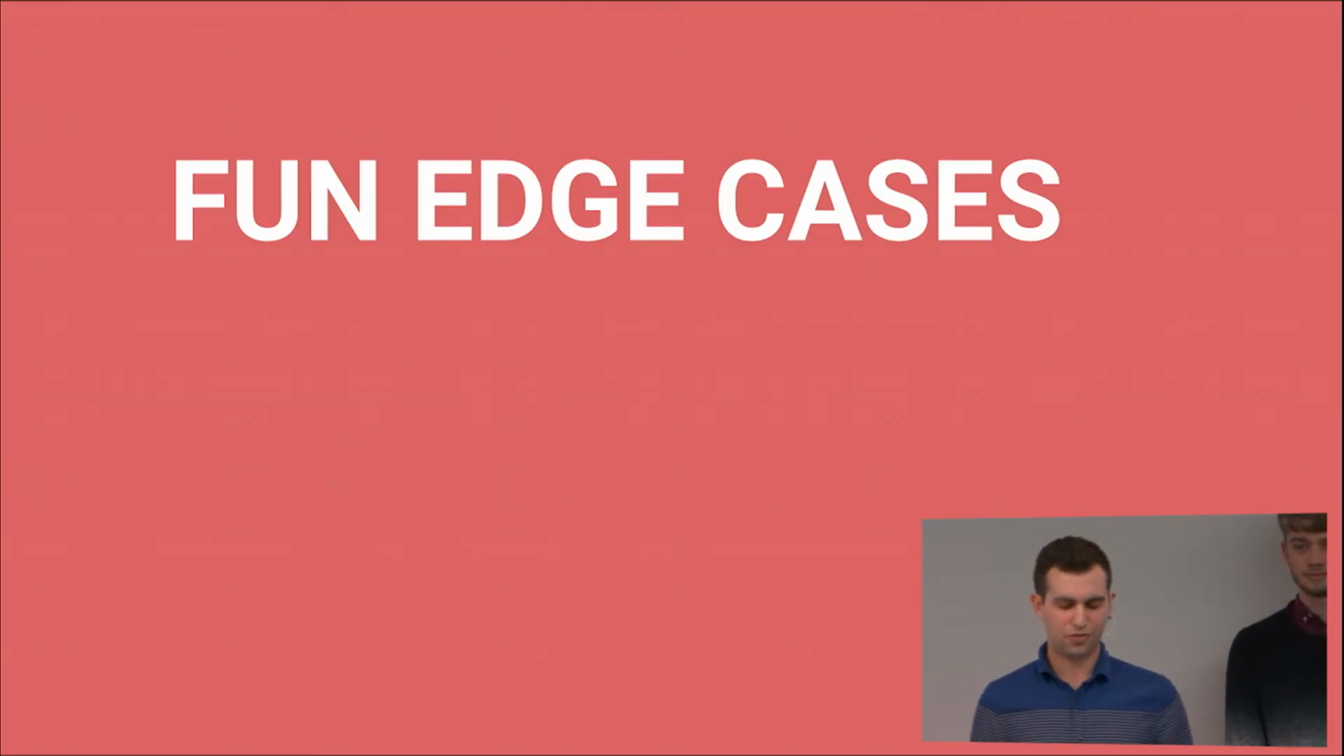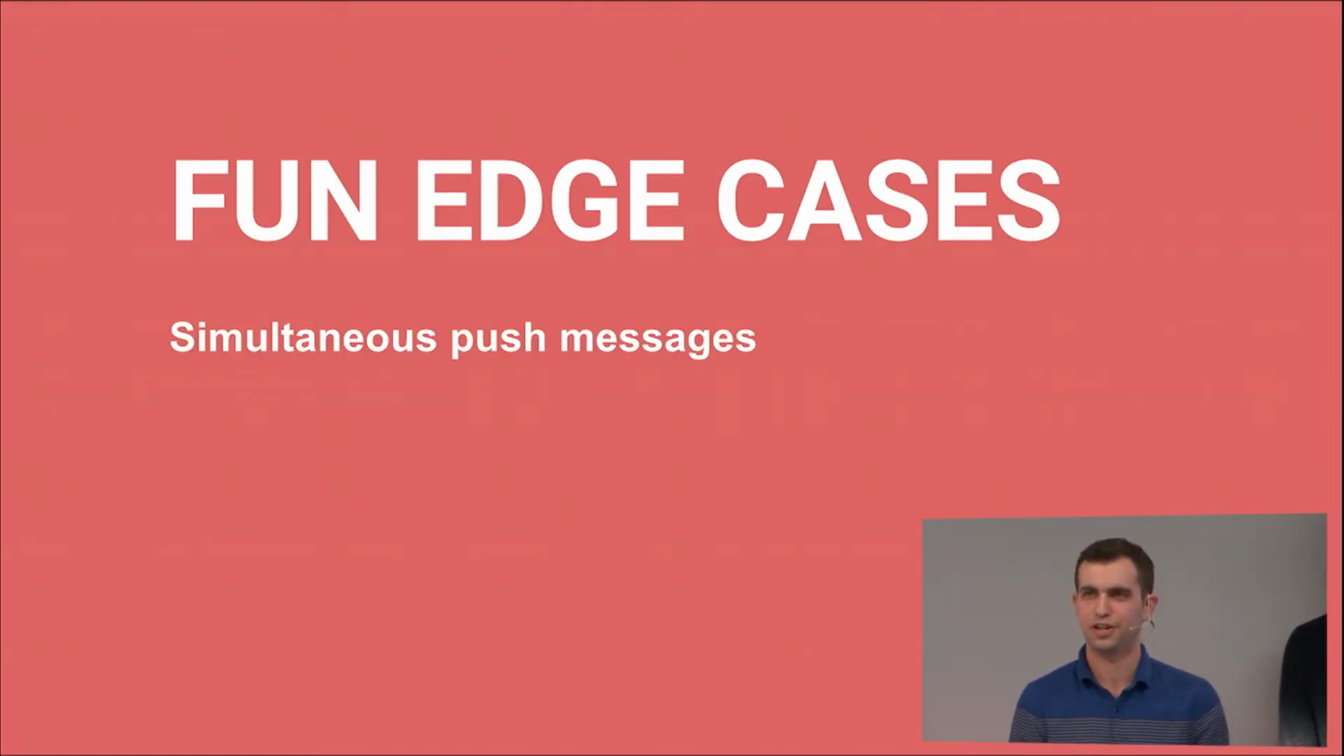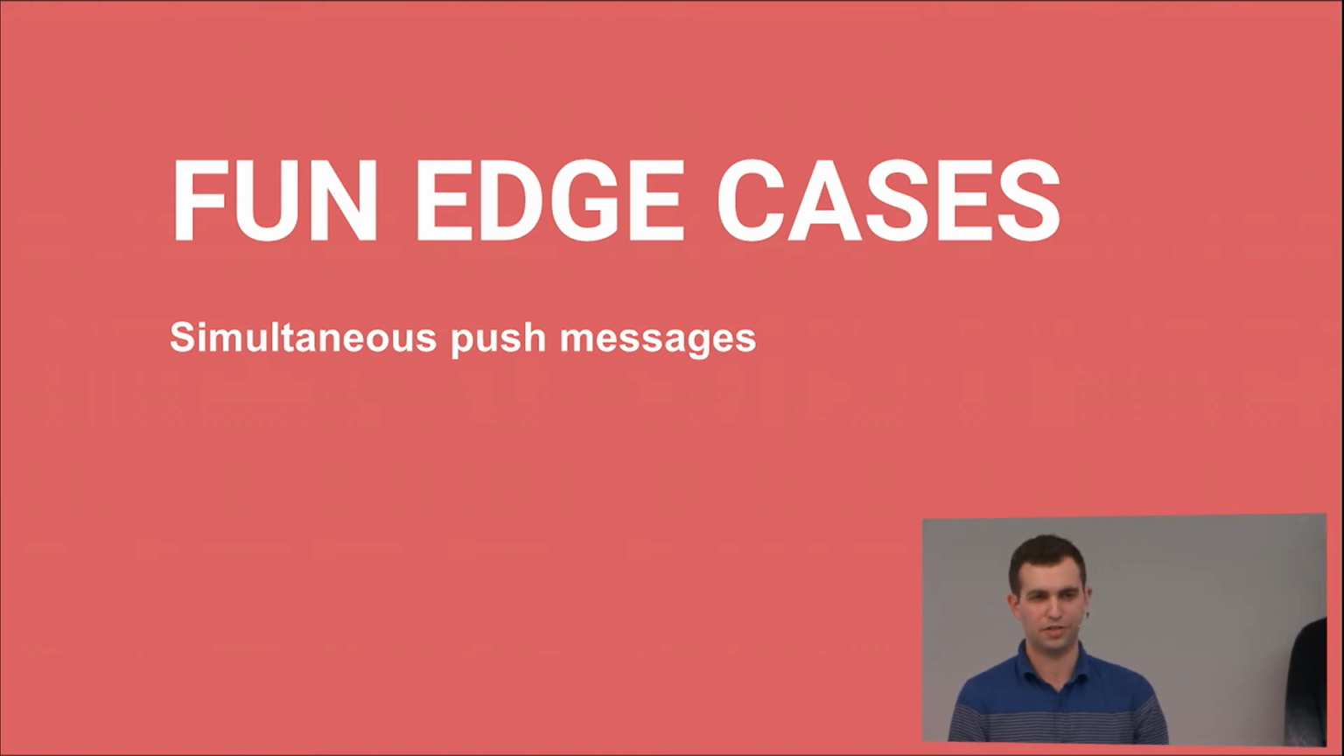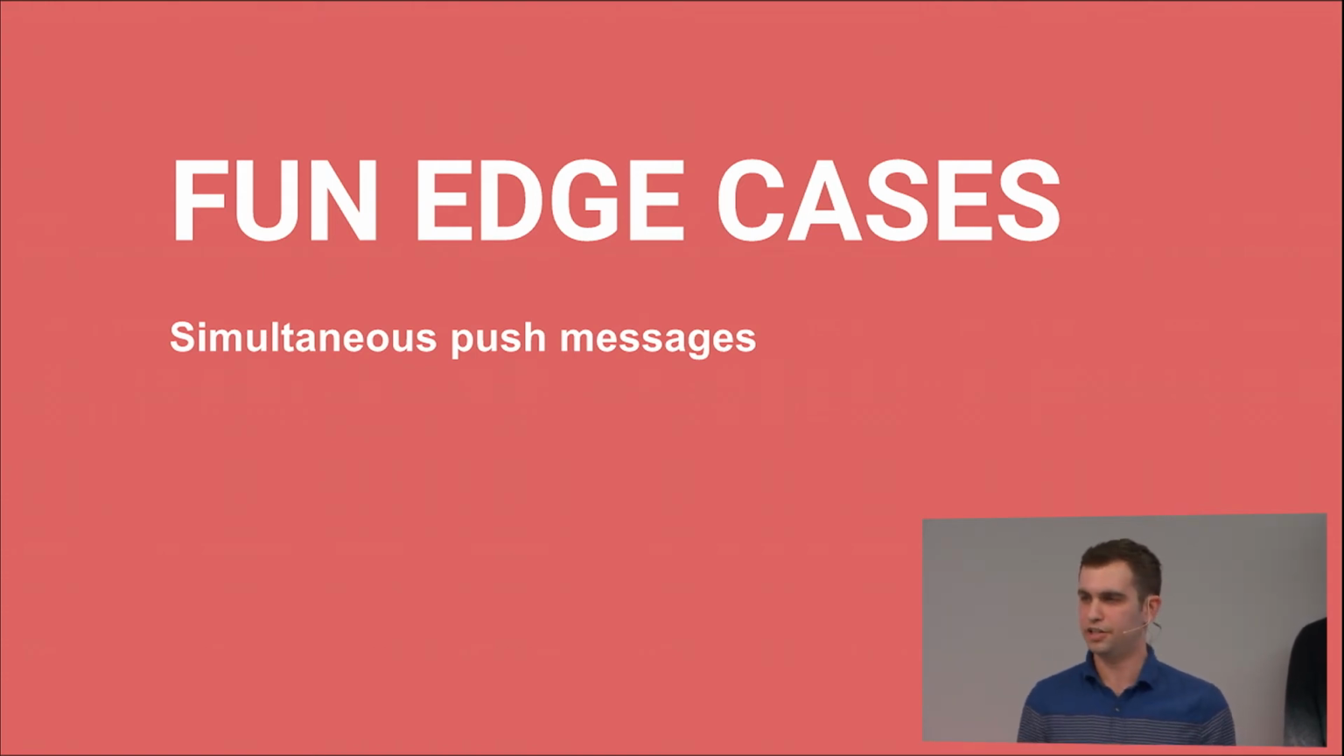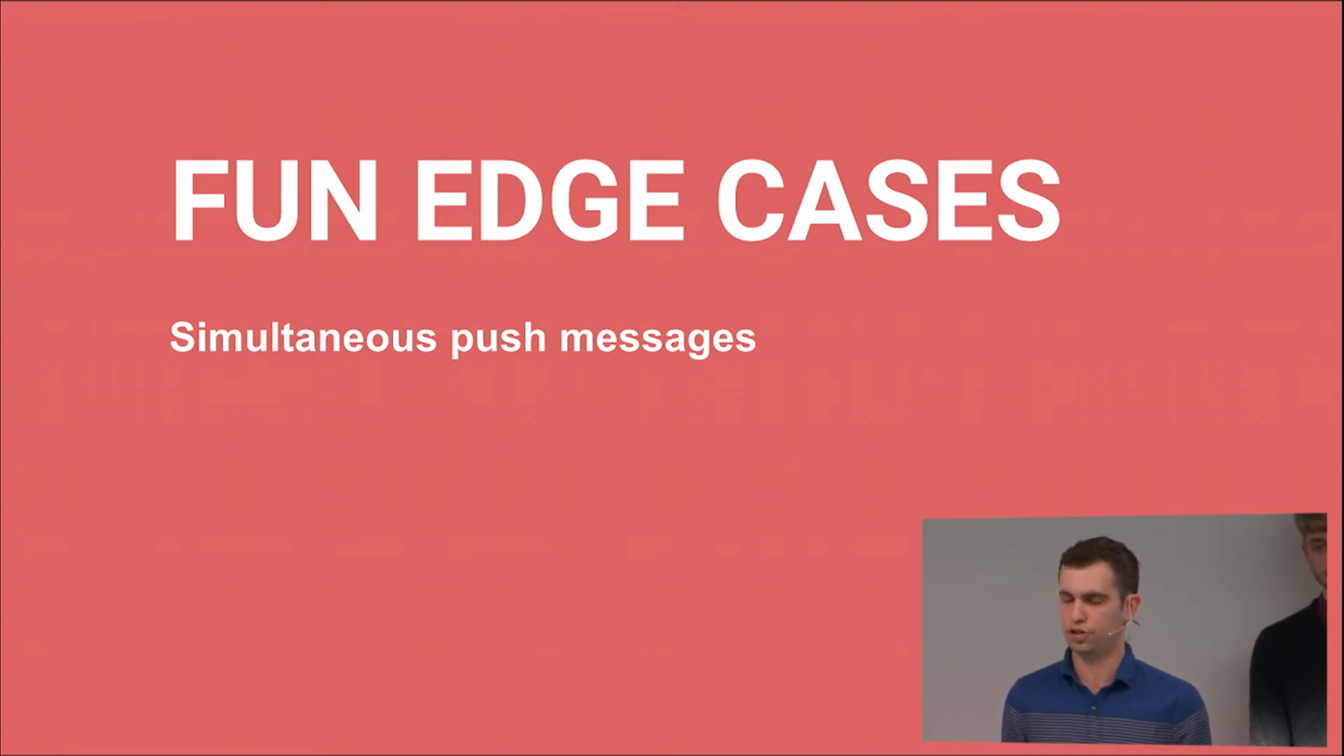So when building this, there's a few fun edge cases you might want to consider. The first one is simultaneous push messages. This one can be a little hairy, but maybe you get a push notification at the same time that you're already fetching content for another push notification, which can introduce a few race conditions between you and your server. The way to solve this really depends on how you've implemented push on your backend, but it's something to keep in mind when you're building stuff like this out.